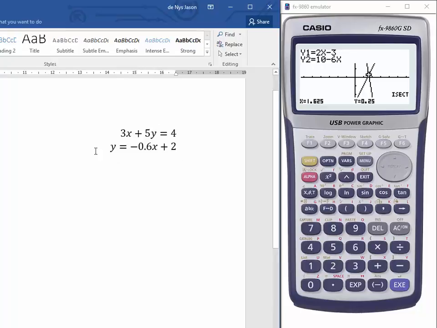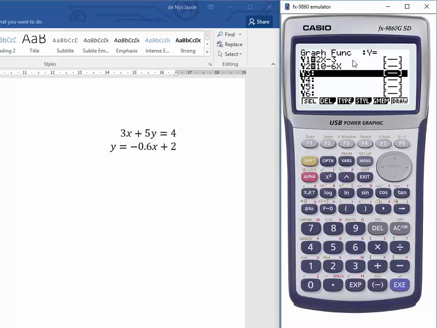Okay, I've got two more that I've typed in here. 3x plus 5y equals 4 and y equals negative 0.6x plus 2. Now the difference here is that this first one is not in the form y equals mx plus b like the second one is. It's in the form 3x plus 5y equals the constant over here. So I need to rearrange that formula before I can put it in to here.